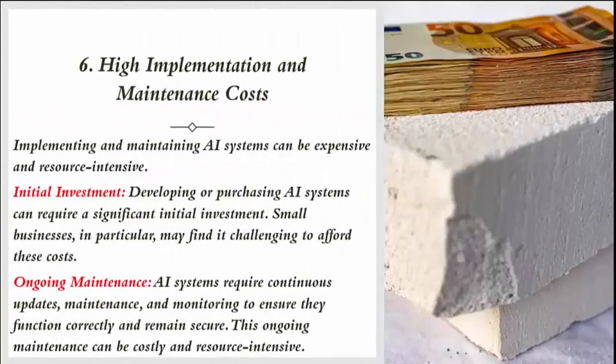6. High implementation and maintenance costs. Implementing and maintaining AI systems can be expensive and resource-intensive. Initial investment. Developing or purchasing AI systems can require a significant initial investment. Small businesses in particular may find it challenging to afford these costs. Ongoing maintenance. AI systems require continuous updates, maintenance, and monitoring to ensure they function correctly and remain secure. This ongoing maintenance can be costly and resource-intensive.